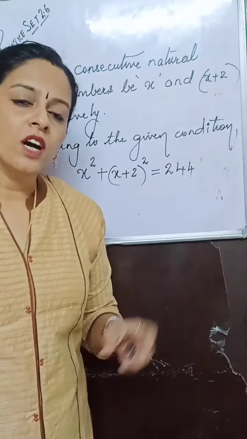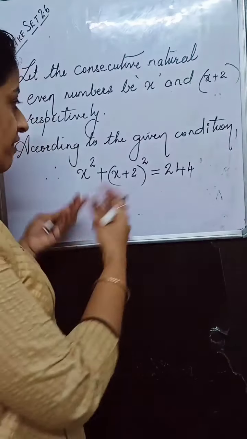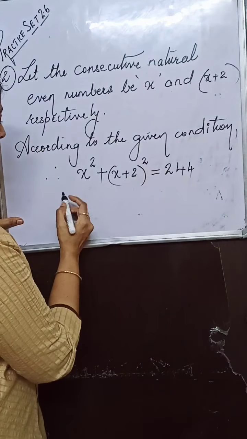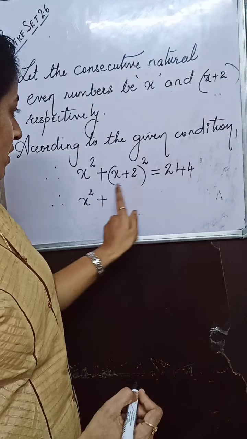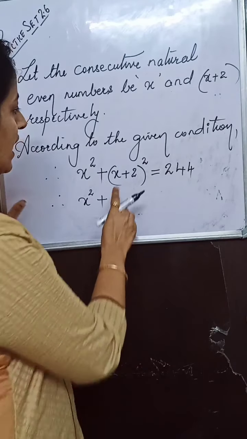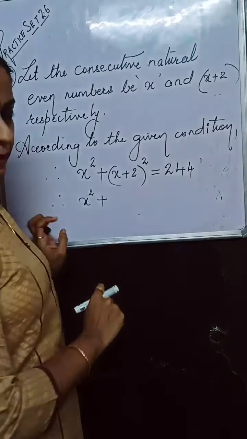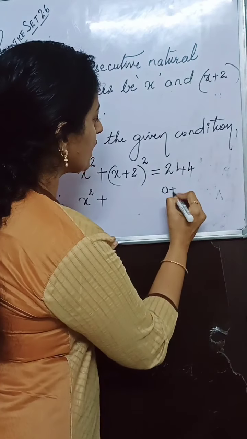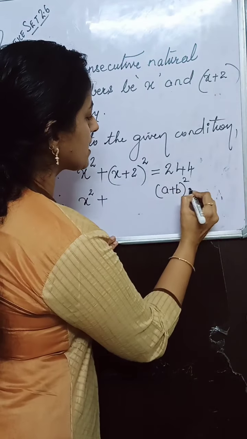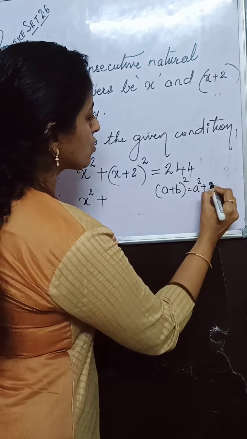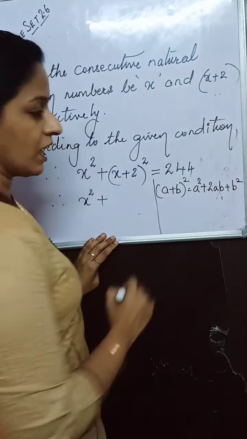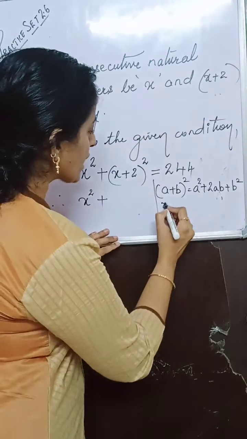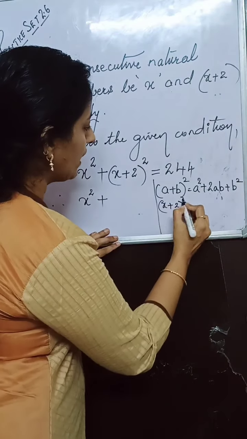Now we have to work on this condition and get the value of x. So, let us work on it. x square plus, we all remember this expansion, a plus b the whole square. a plus b the whole square formula is a square plus 2ab plus b square. Working, huh? So what will be x plus 2 the whole square?